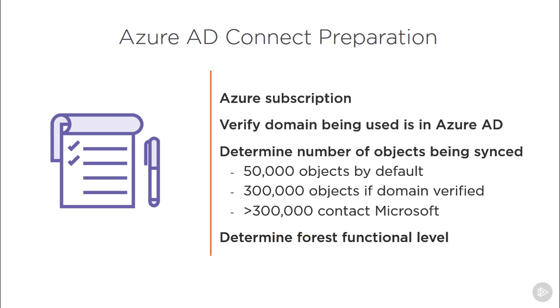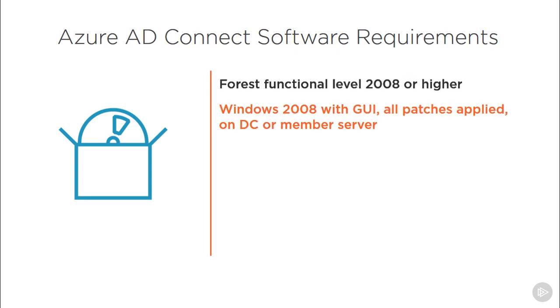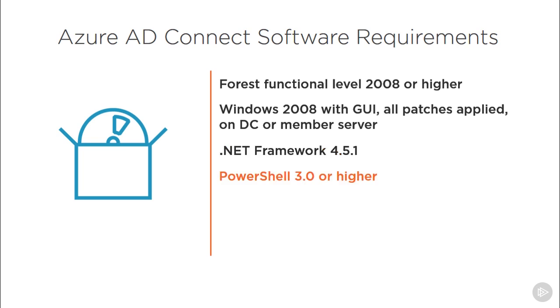And that's where we lead into our software requirements. That forest functional level has to be 2008 or higher, which means all of my domains that are part of this forest have to be running at the domain functional level of 2008 or higher. We also need Windows 2008 with the GUI. All the patches need to be applied to that Windows Server 2008 operating system, and that can be on a domain controller or a member server. We need to make sure we have the .NET Framework 4.5.1. We need PowerShell 3.0 or higher, and we need an instance of SQL Server.